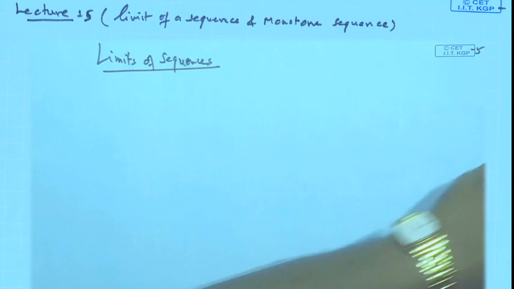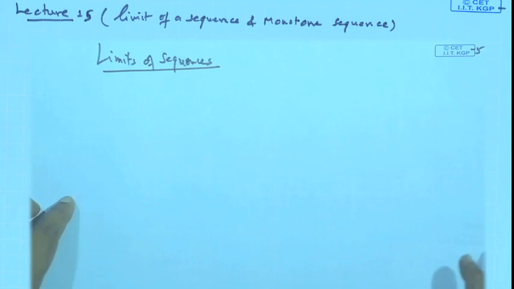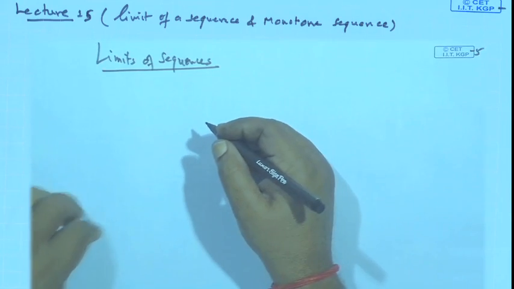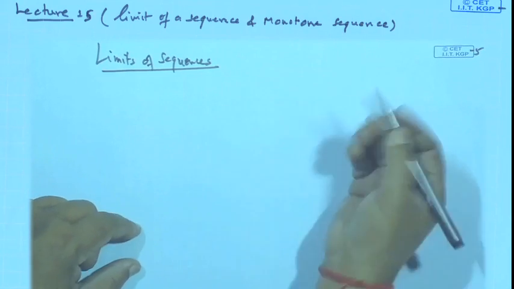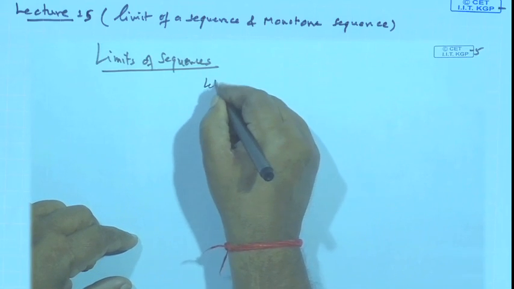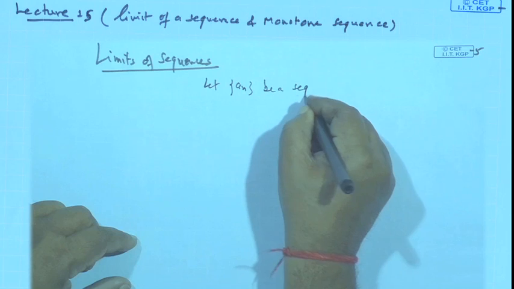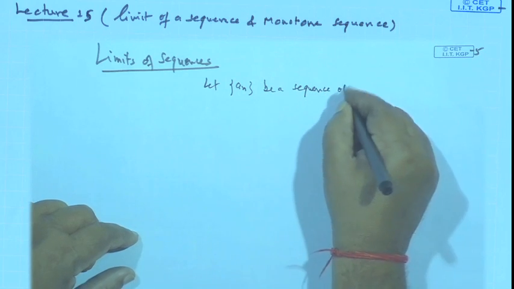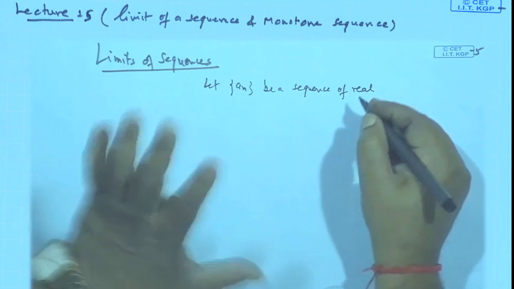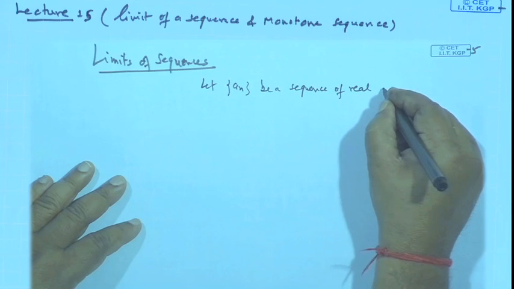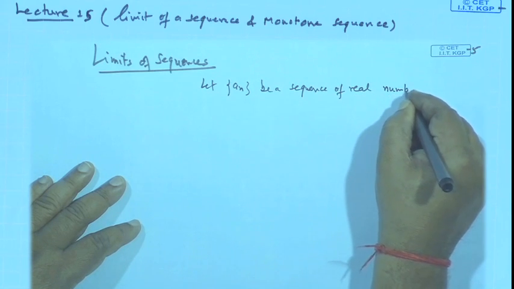Limit of sequences. Okay. Suppose A n be a sequence. We say the sequence A n is the limit. Let A n be a sequence of real numbers. I am just saying now real numbers. I am not now taking any rational or something.